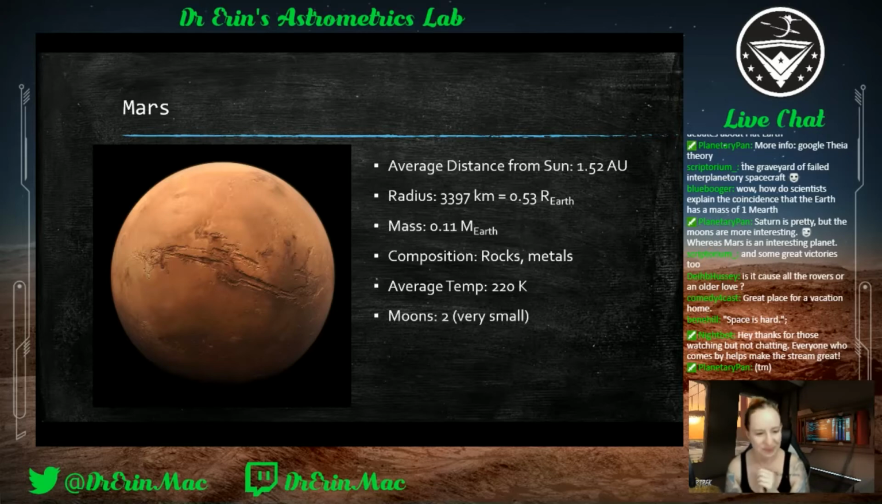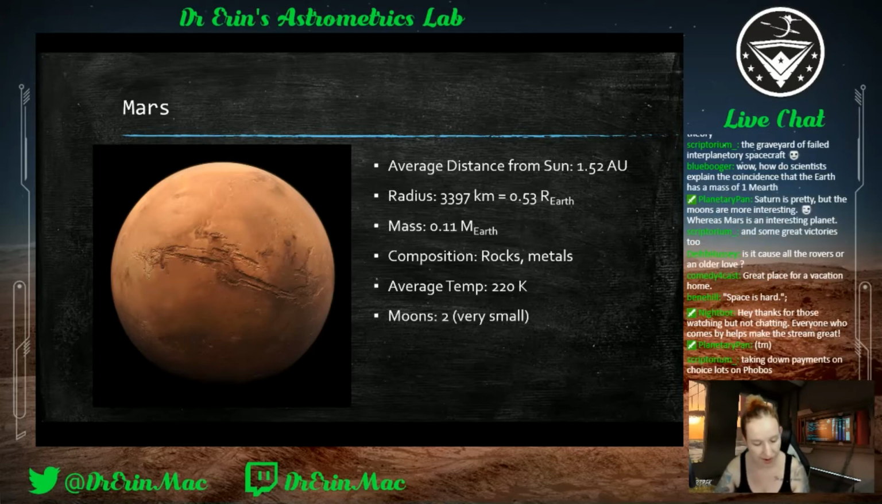Yeah. And it does have 2 moons. It has Phobos and Deimos. They're little potato-shaped moons. Very, very tiny. Probably captured objects at some point, because they just kind of randomly go around and they're super tiny.